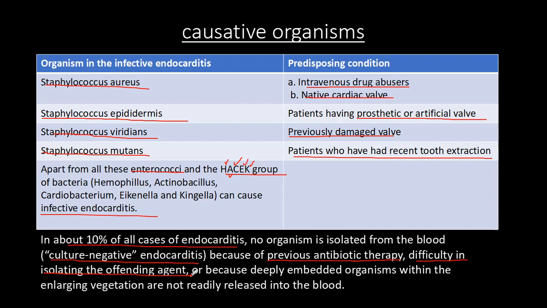One such is Bartonella henselae. It requires a special medium, so you cannot isolate it on the normal culture mediums. So it will be said to be culture negative. Three, the organism might be deeply embedded within the vegetation, so it is not readily released into the blood. So it is there, but it is not being released into the blood. Those are the three reasons which can explain culture negative endocarditis.